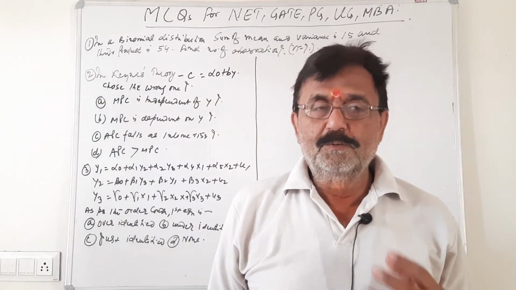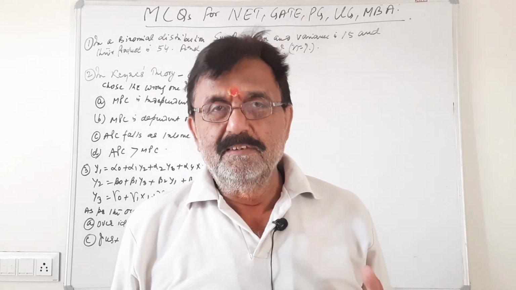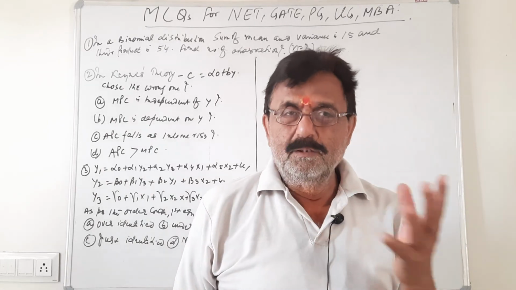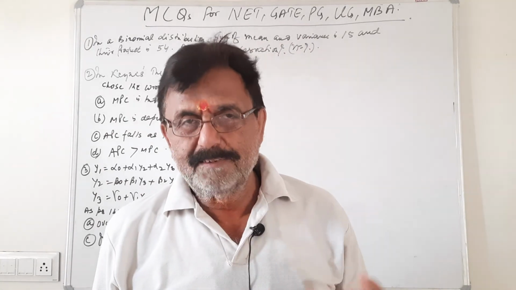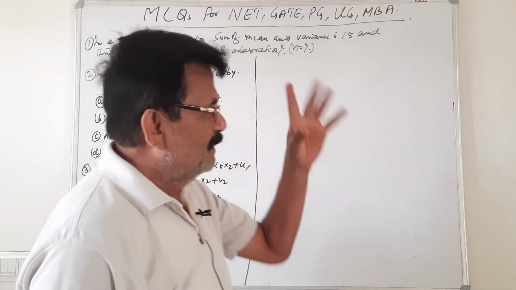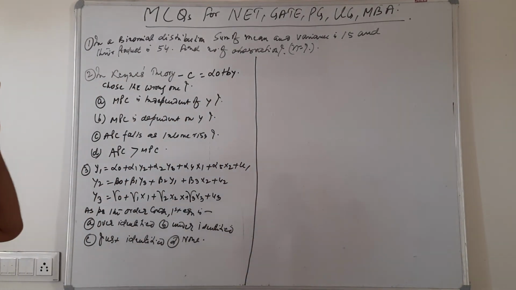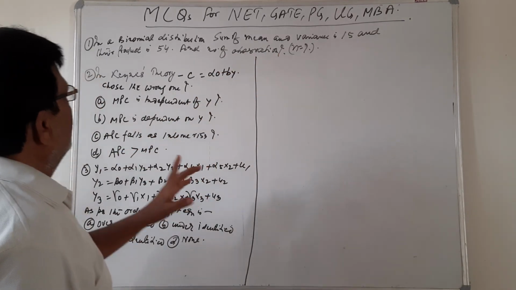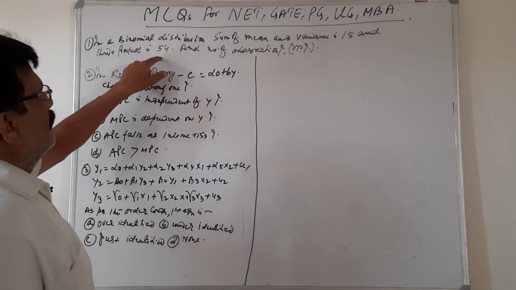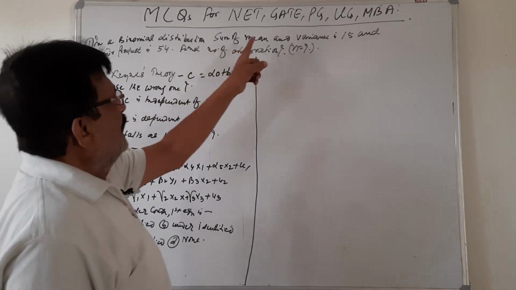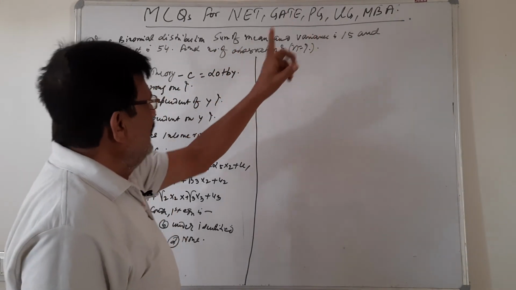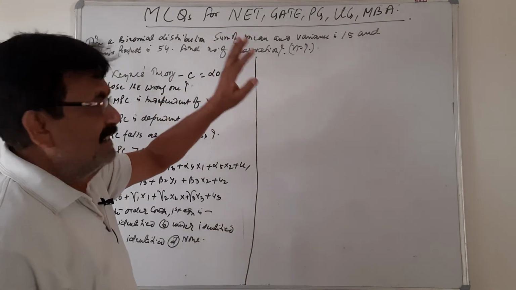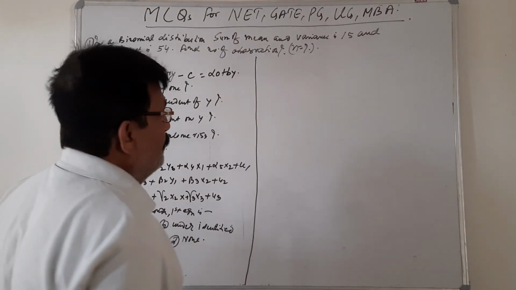Today's class I am going to solve a few multiple choice questions which could be useful for NET, GATE and all those examinations. Let us start. First question: in a binomial distribution, the sum of mean and variance is 15 and their product is 54. Mean plus variance is 15 and mean into variance is 54. Find the number of observations, that is, we have to find out n.